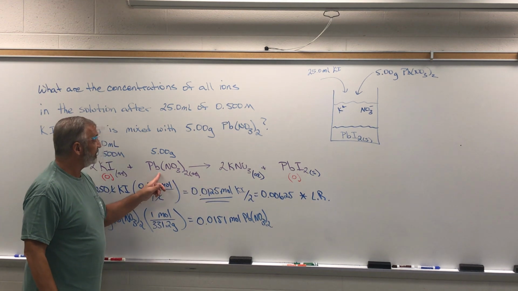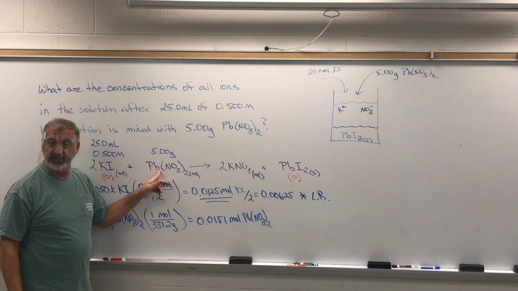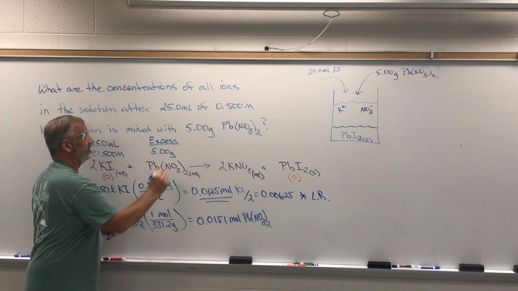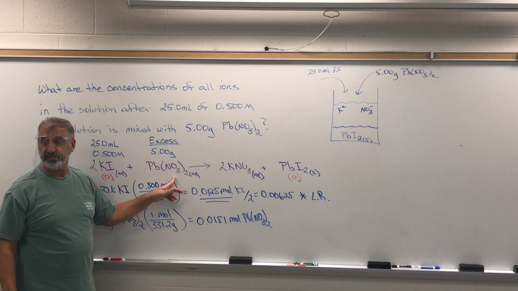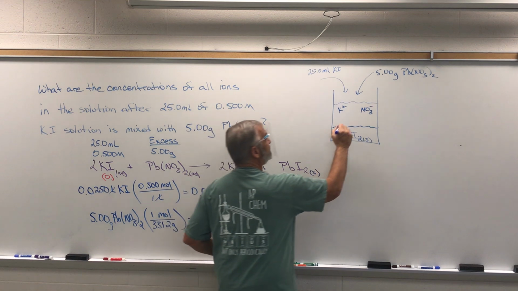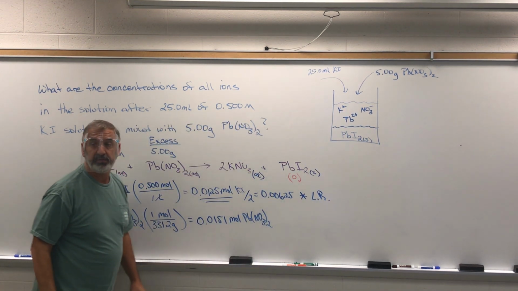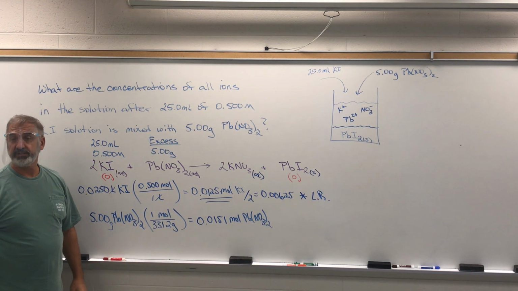Now, we're also going to have some excess lead nitrate. This is my excess reactant. So I'm going to have some Pb and some more NO3 minus. Okay? So I'm just going to put some more Pb2+ up in there. So I've got to know those 3 ion concentrations.